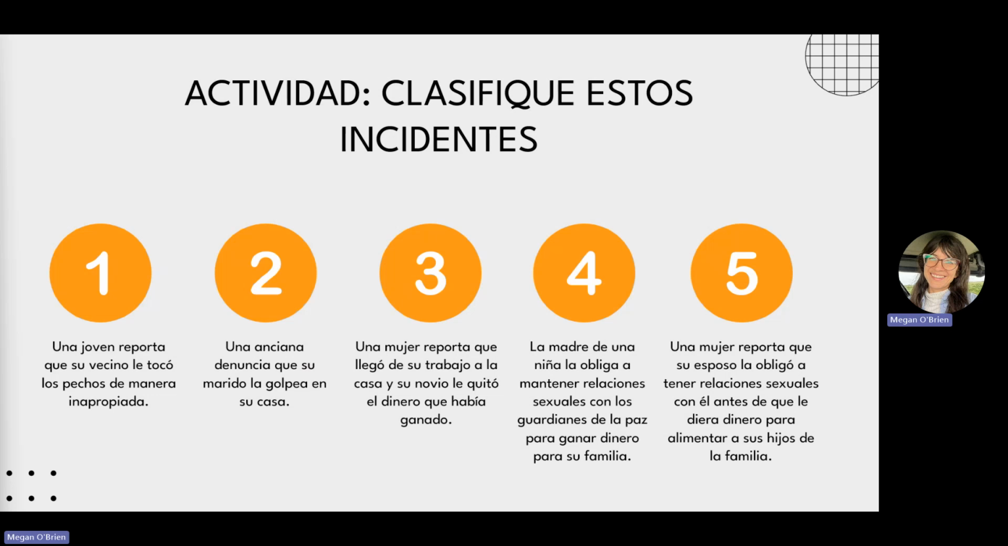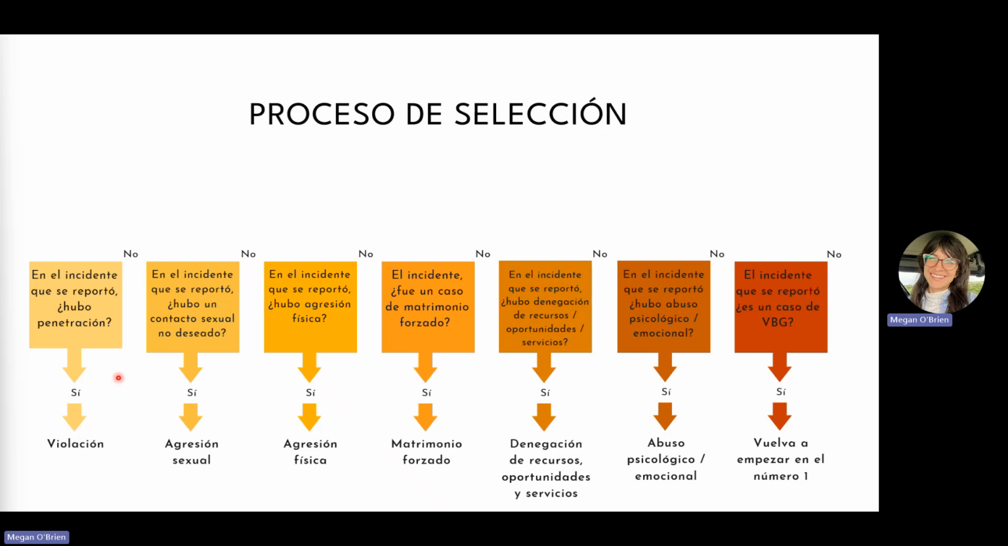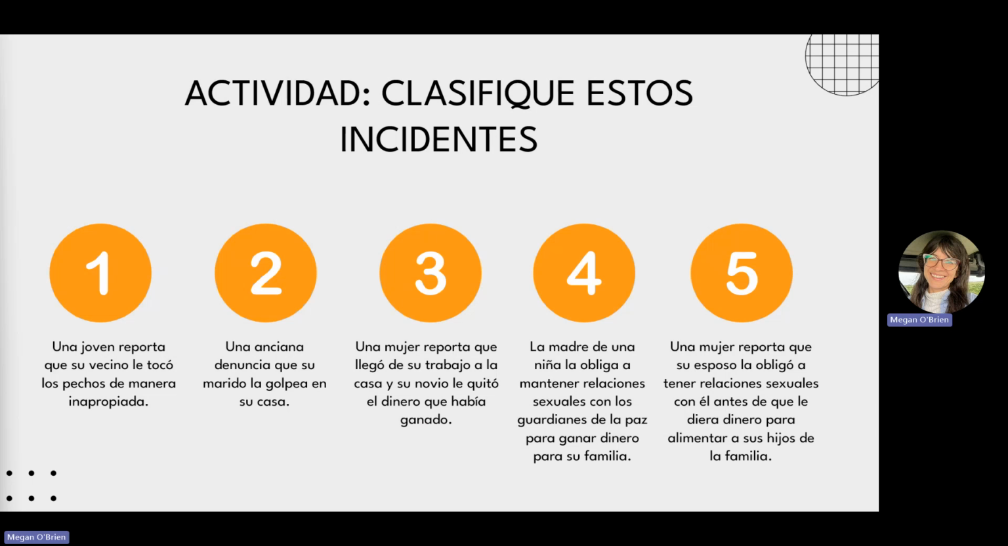In the next example, we have a woman reporting that she came home from her work and her boyfriend took the money that she had earned. This does not involve rape. This does not involve unwanted sexual contact. This reported incident did not include physical assault. This was not a case of forced marriage. But this did involve the denial of resources, opportunities, and services. So in this example, where the woman had made money and it was forcibly taken from her by her boyfriend, the GBV type would be marked as denial of resources, opportunities, and services.